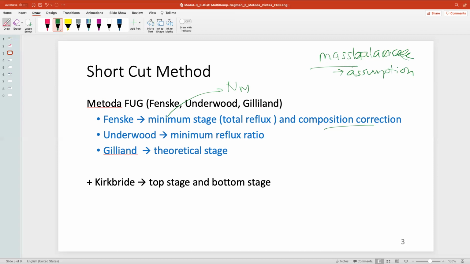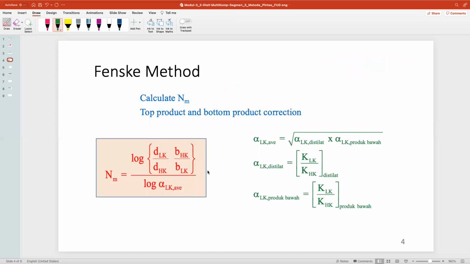The second one is the Underwood, to find the minimum reflux ratio, RM. Then Gilliland is to find the theoretical stage, or N. There's also one more correlation, which is Kirkbride. This is to find which feed goes to the top stage and which goes to the bottom stage, but sometimes it's not really accurate, so sometimes we can leave it, sometimes we can use it. Okay, let's check one by one.